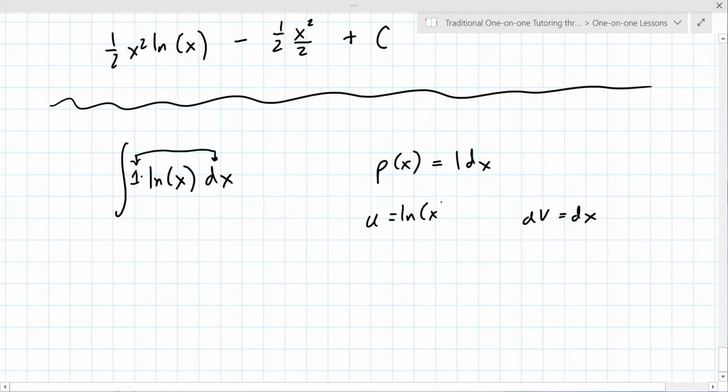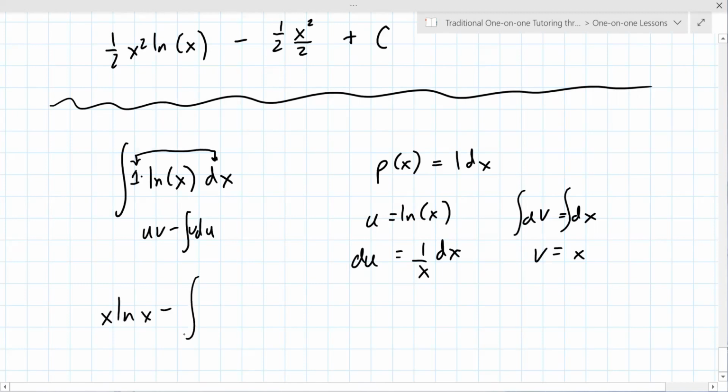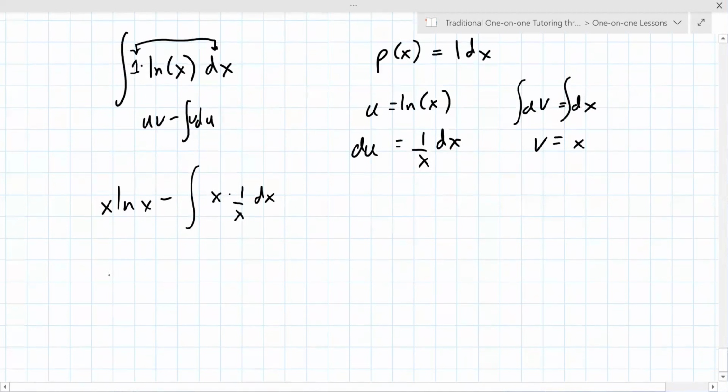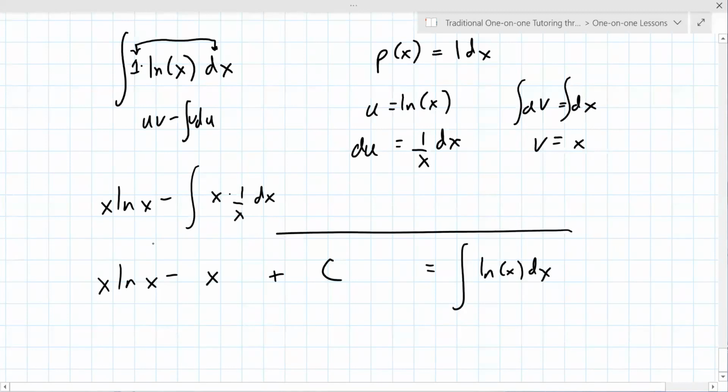Your u is still natural log of x. So you got 1 over x, I'm sorry, u prime, du equals 1 over x dx, and then v equals x when you integrate both sides. Okay, so that's x natural log of x minus integral. And then you see here you get x times 1 over x dx. So some textbooks actually include this as part of their, like they tell you that the integral of natural log of x dx is this thing on the left here.